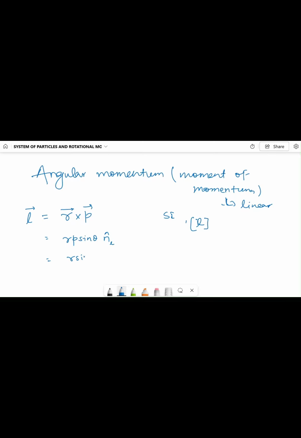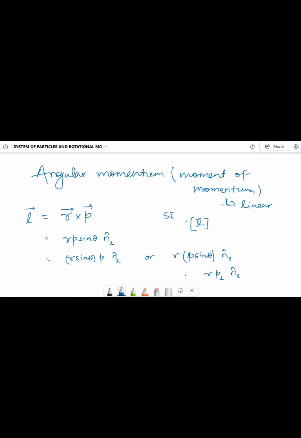It may be R sine theta, that is the perpendicular distance between momentum and the origin or point of reference, times the magnitude of this linear momentum. Or you can write it R, as it is written already, P sine theta, which is the perpendicular component. Perpendicular means it is perpendicular to this R vector, the position vector R. So you can write it R perpendicular, as we have done already in the case of torque. The same way we are following here.